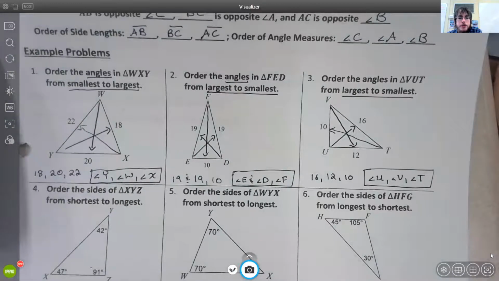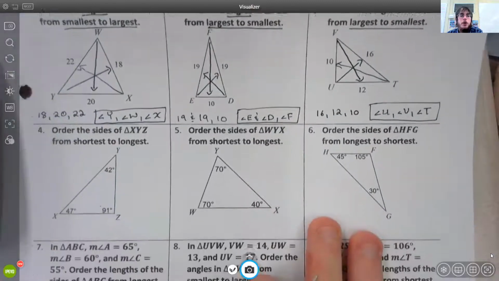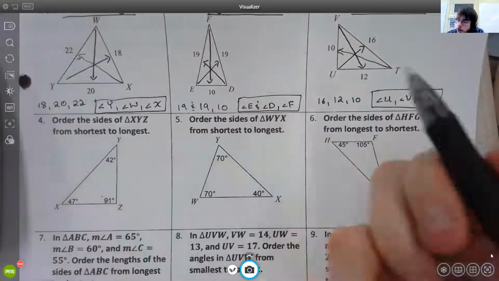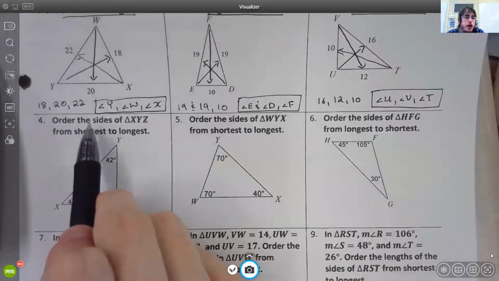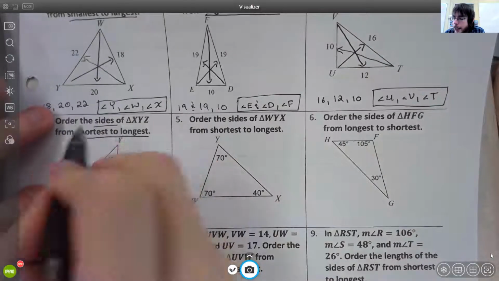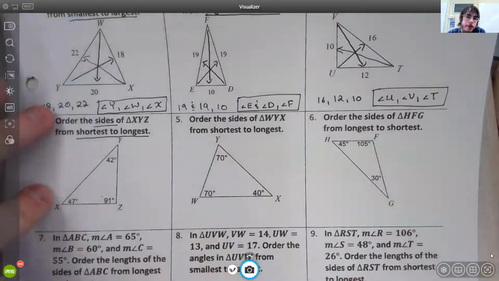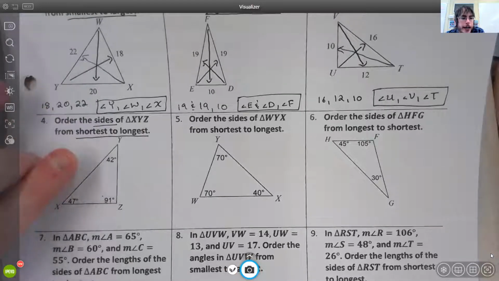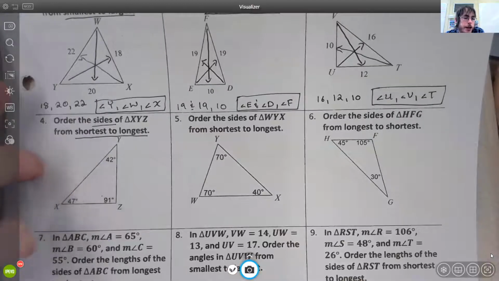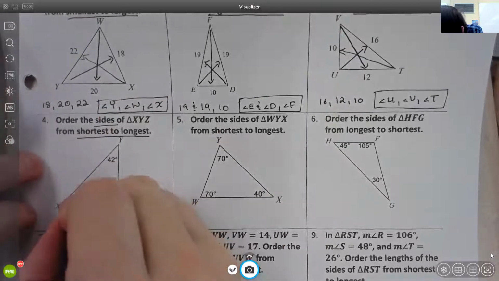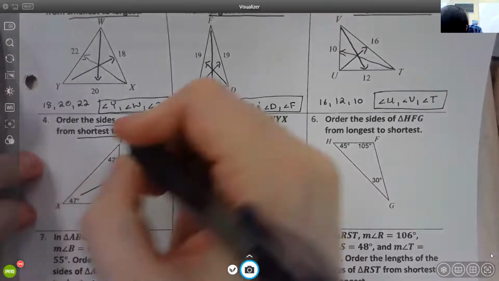All right, let's look at number 4. Number 4 this time gives us angles, but it wants us to determine the order of the sides from shortest to longest. We're doing the exact same thing, just the opposite way. This time what we want to do is order our angles from smallest to largest or largest to smallest, and then see which sides correspond, okay? So again, I'm going to take my arrows and draw them out.